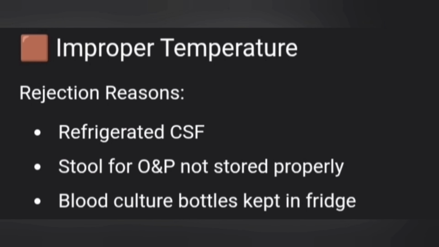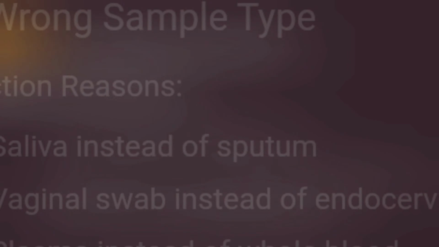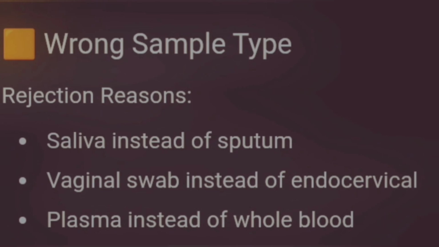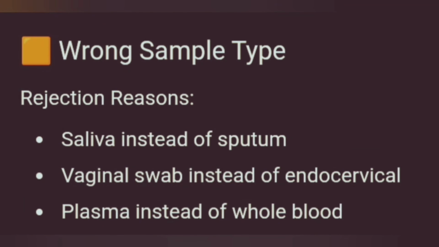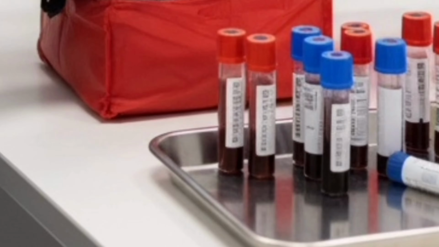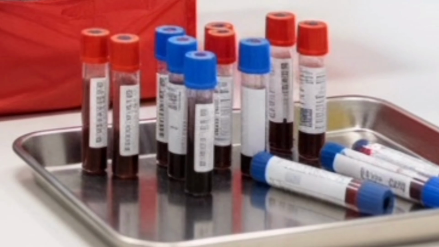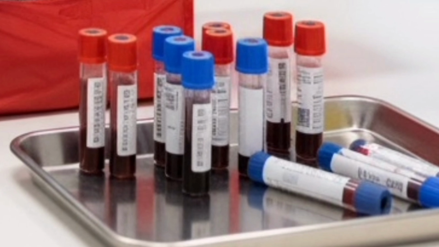The next important rejection criteria is wrong sample type. Let me give you some important examples for this criteria. A saliva sample instead of sputum, a vaginal swab instead of an endocervical swab, and plasma instead of whole blood. These should be rejected immediately.